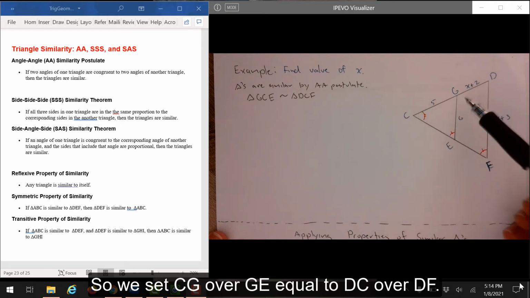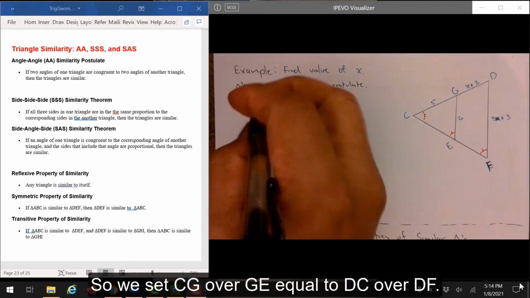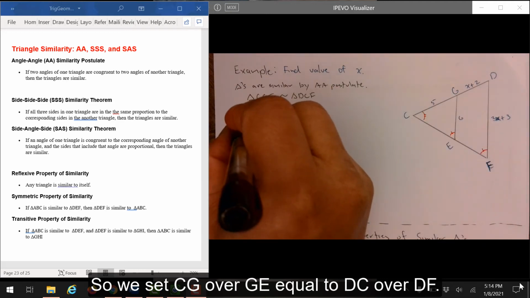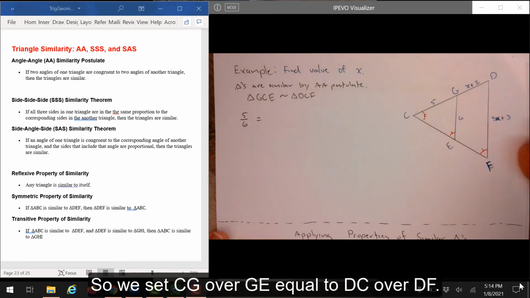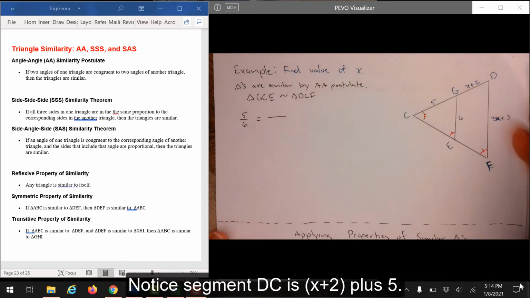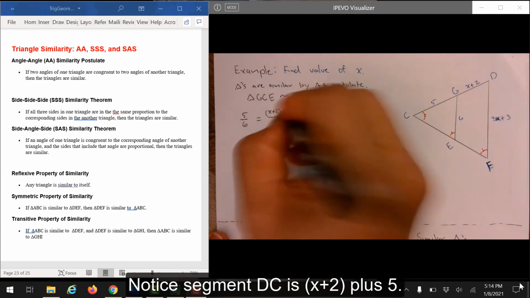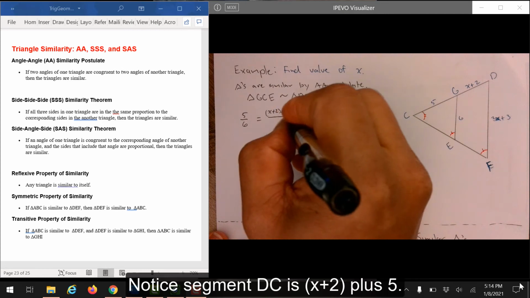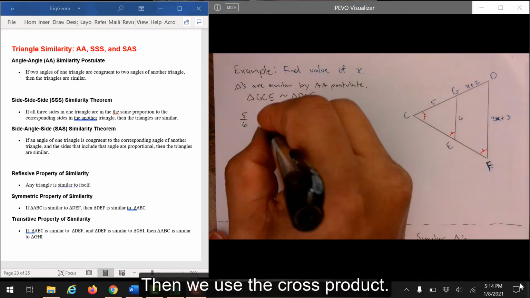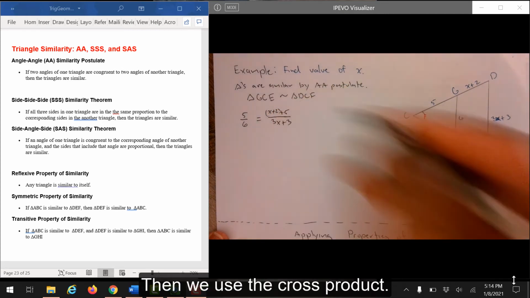So we get CG over GE equal to DC over DF. Notice segment DC is x plus 2 plus 5. Then we use the cross product.